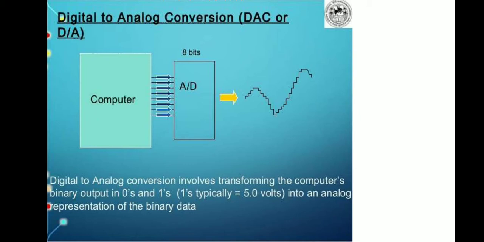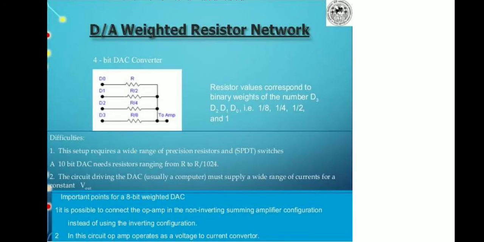Digital to analog converter. The figure shows the structure or block diagram of a digital to analog converter in which a computer system is interfaced with a DAC. Digital to analog conversion involves transforming the computer's binary output, zeros and ones, into an analog representation of the binary data.